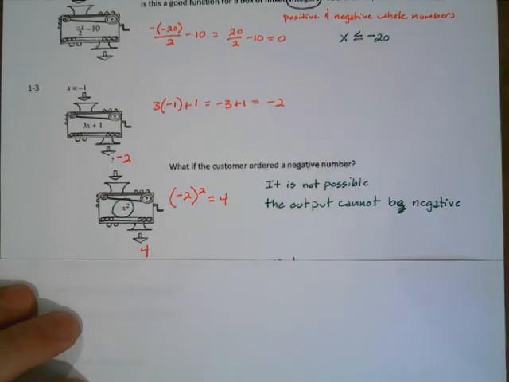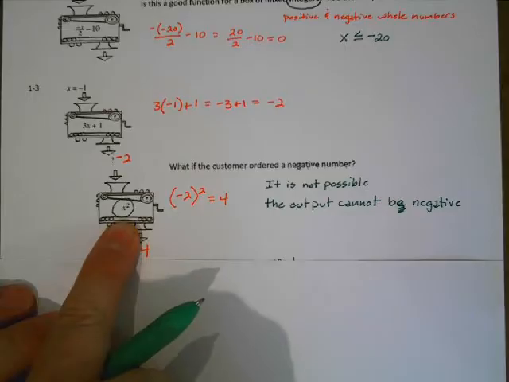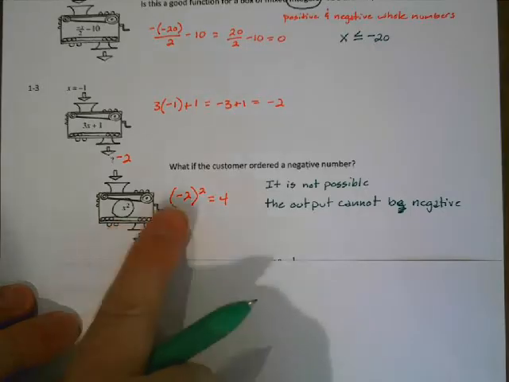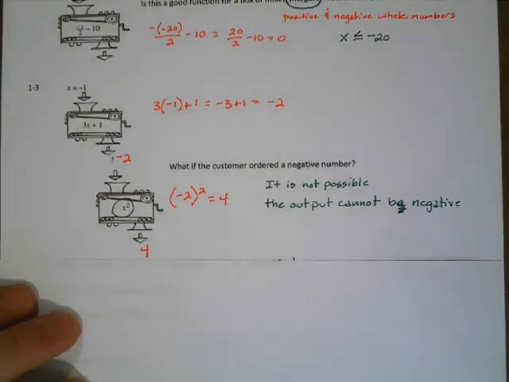Okay, so the reason why it can't be negative is because squaring always makes your number positive. So if you square a negative real number, it becomes positive.